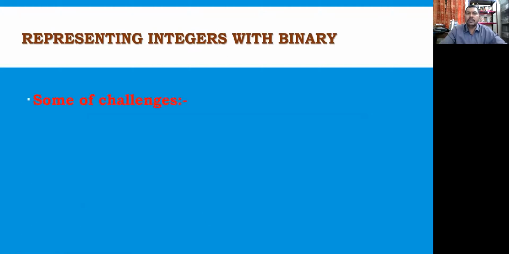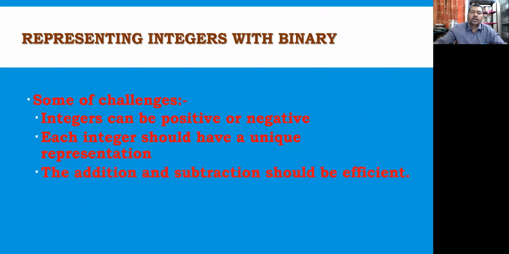And then there are some challenges in representing integers. The integers can be positive or negative. So this is the basic difficulty: how to represent a positive or a negative number. Then each integer should have a unique representation, right? So these are some of the difficulties that we face. The addition and the subtraction should be efficient, right?